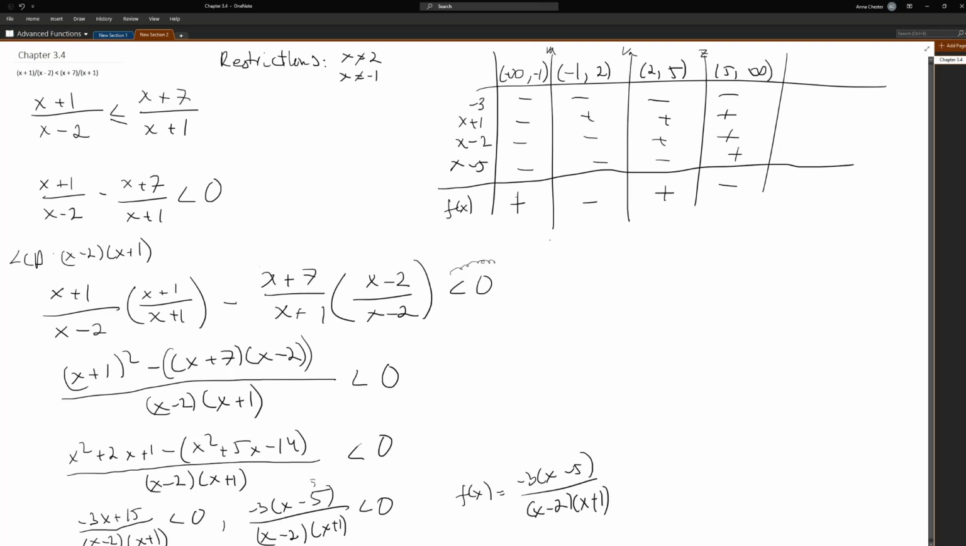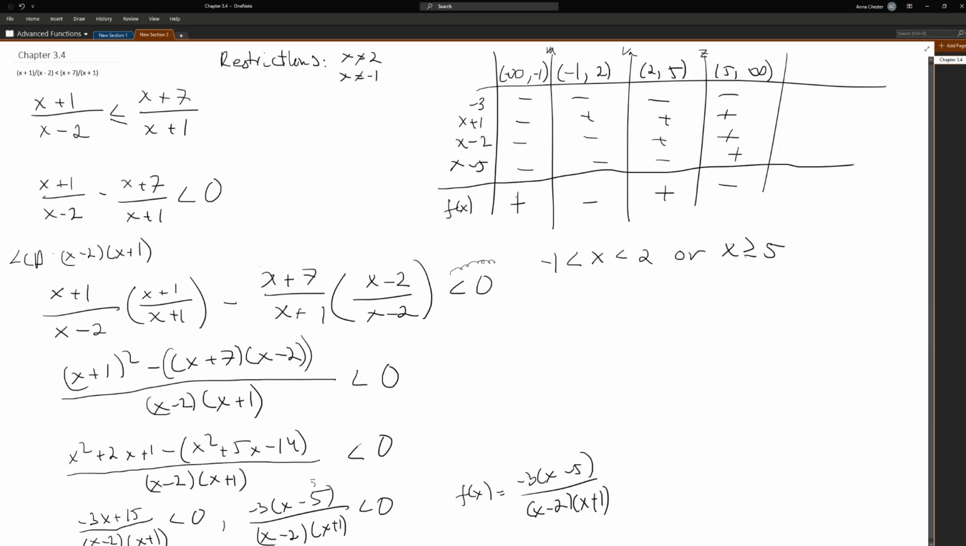Since we know that we can't have a value equal to the vertical asymptote, when we're writing the answer for when f of x is greater or smaller than or equal to 0, we would write it as: when x is from -1 to 2, we can't include those values, or when x is greater or equal to 5.